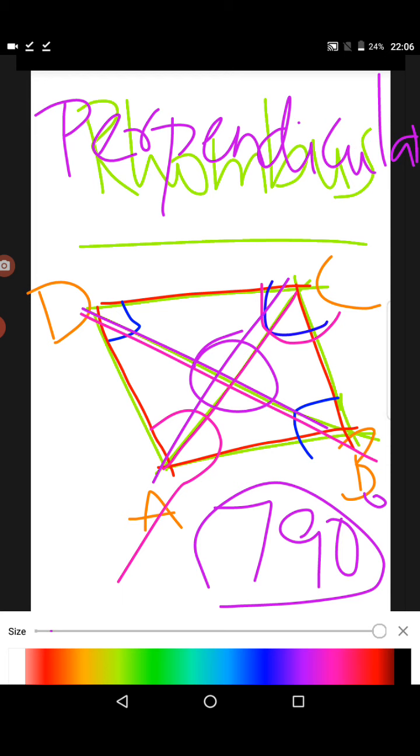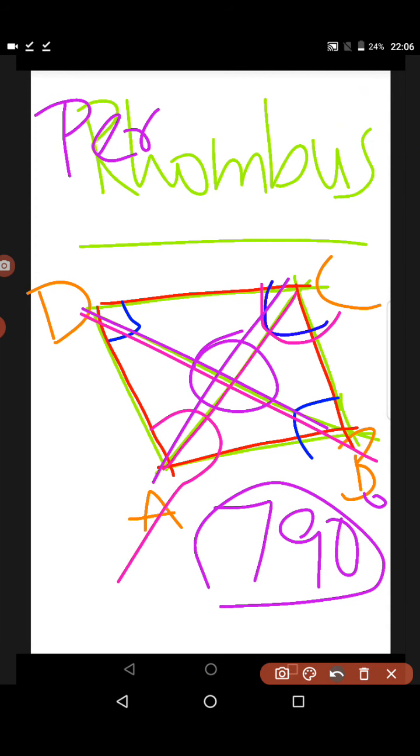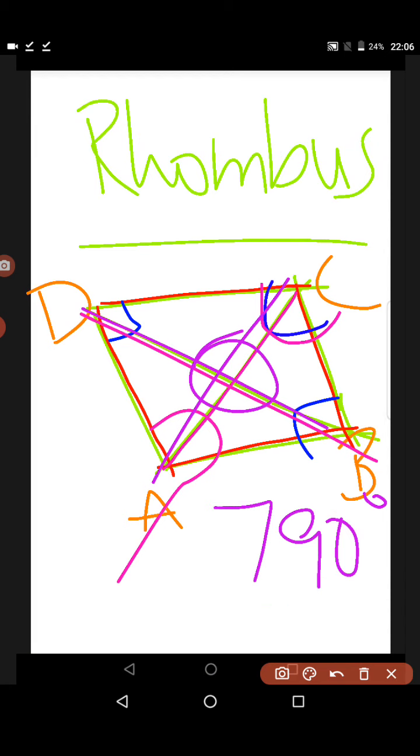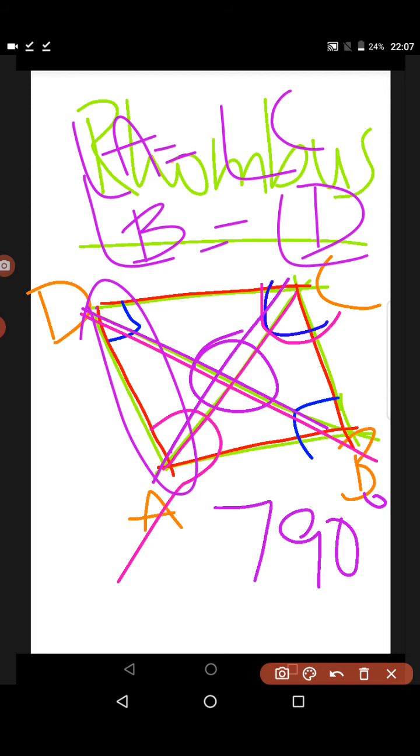Let's see its symbolic form. Now I'm writing the symbolic form. Angle A is equal to angle C. I have already drawn that. And angle B equals angle D. And all sides are equal, so it's easy. AD equals BA equals BC equals CD. That's all. This is all about rhombus.